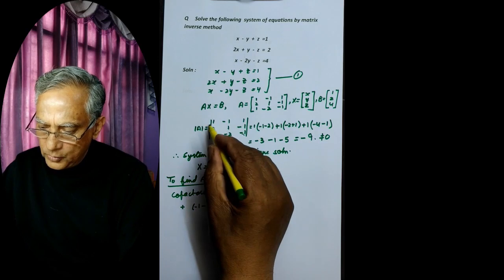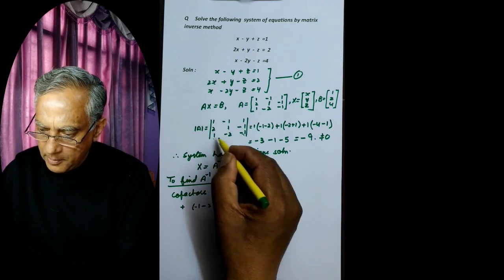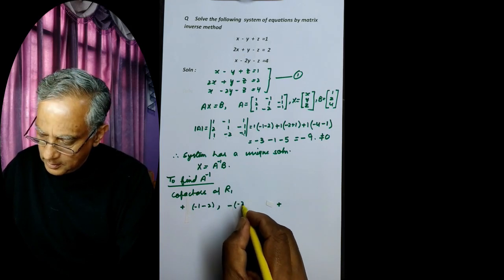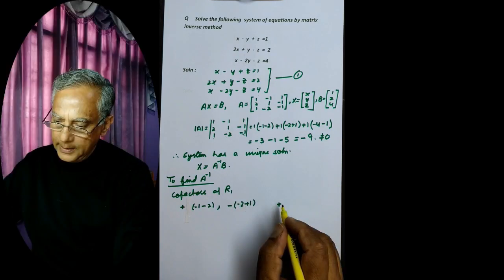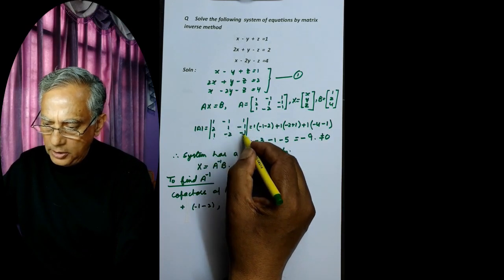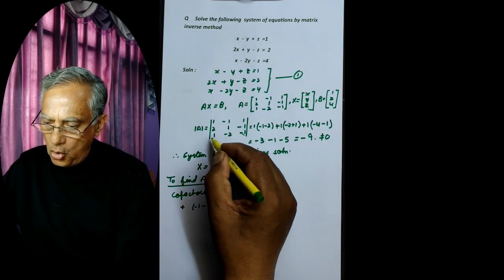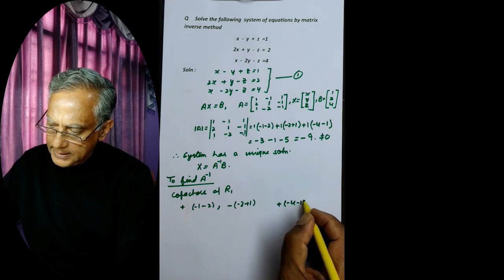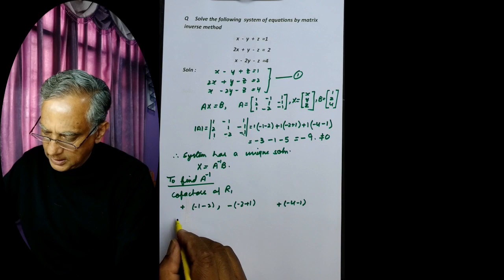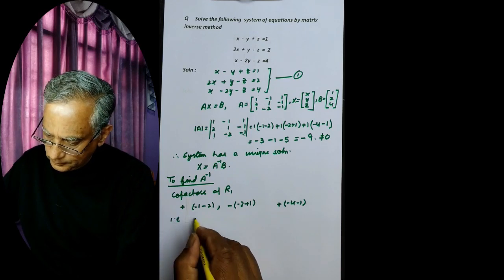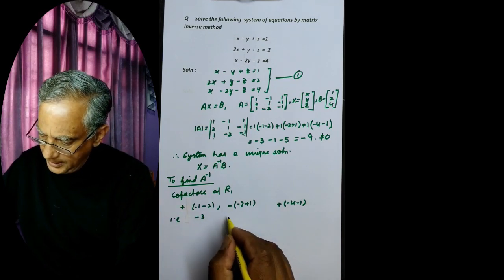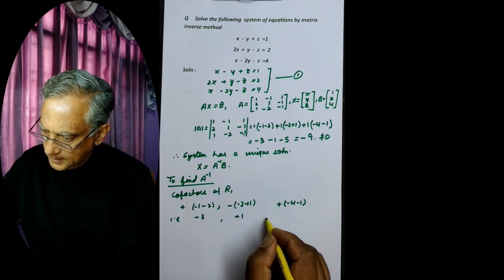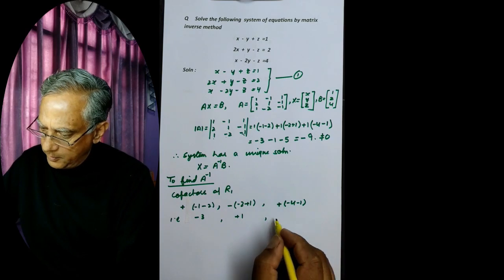And next will be, this is gone, this is gone. Minus 2 plus 1. And next will be, this is gone, this is gone. Minus 4 minus 1. So this is equal to minus 3 plus 1, and this will be minus 5.